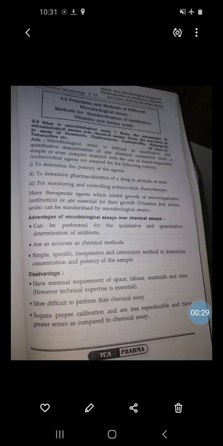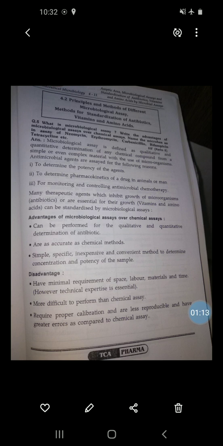So what is microbiological assay? The microbiological assay is defined as the qualitative and quantitative determination of any chemical compound from a simple or even complex material with the use of microorganisms. I am repeating the definition of this. It is the qualitative and quantitative determination of any chemical compound from a simple or even complex material with the use of microorganisms.